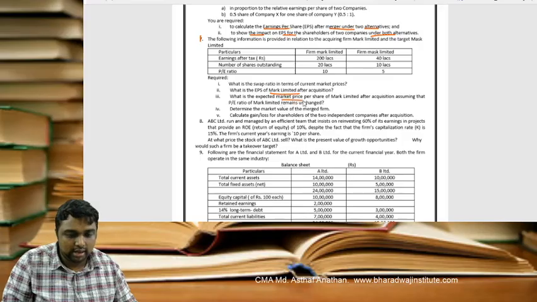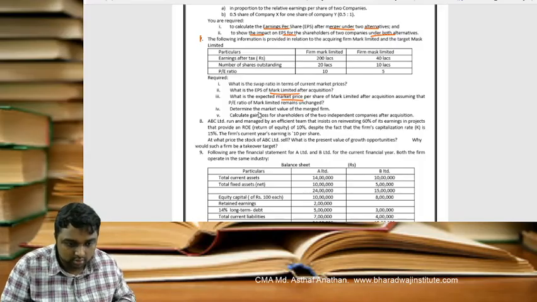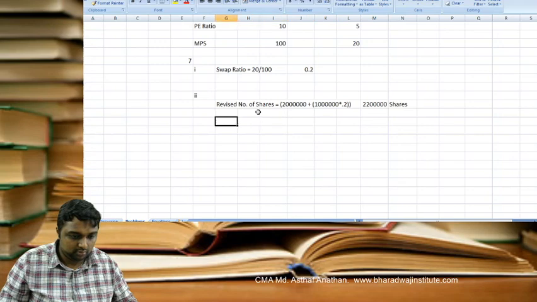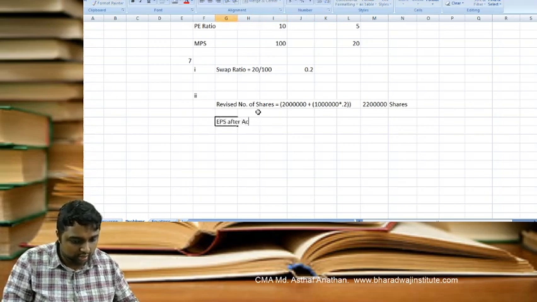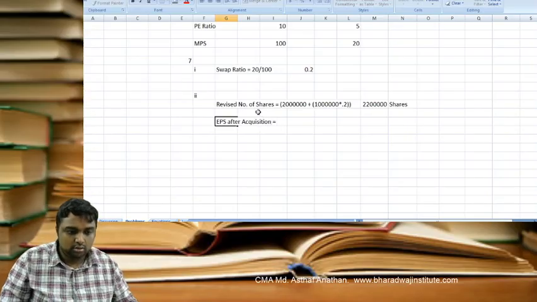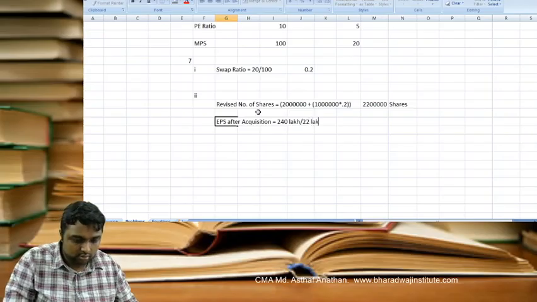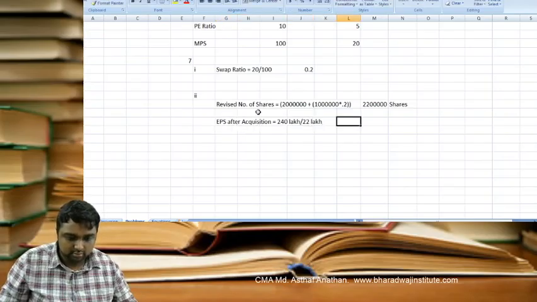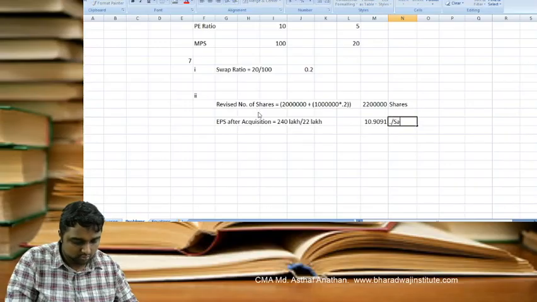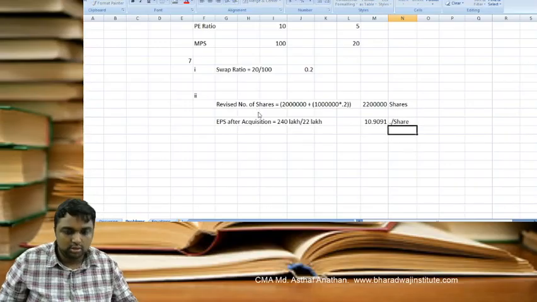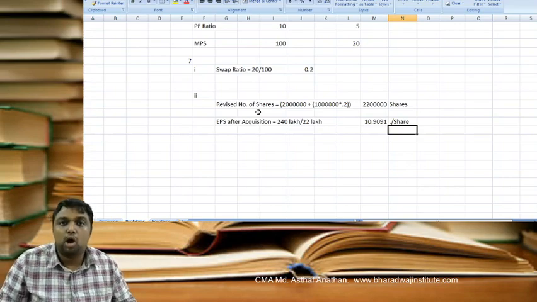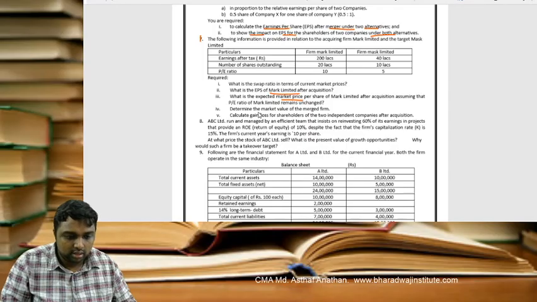What is the expected market price of Mark Limited after acquisition, assuming that PE ratio remains unchanged? So, EPS we will find out. EPS after acquisition. What is the earnings? 240 lakh divided by 22 lakh. EPS after merger will be 10.9091 per share.